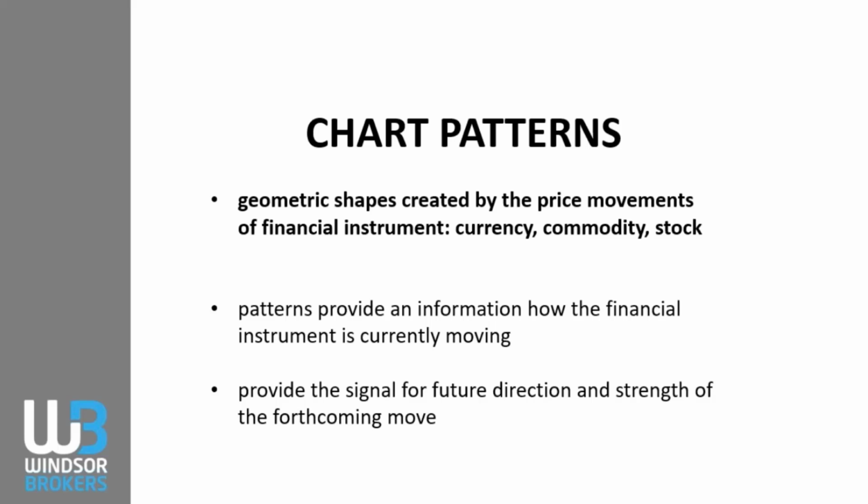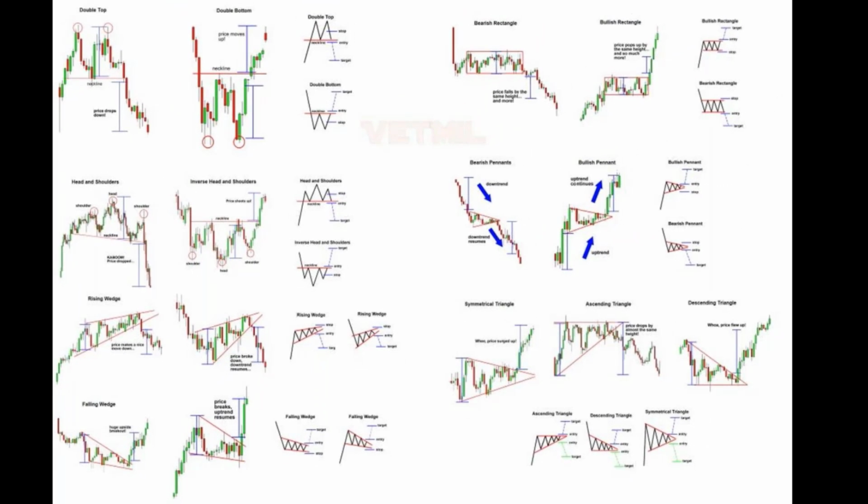So, as the definition says, they are geometric shapes created by price movements of a financial instrument, in this case either currency, commodity, or stock. The patterns provide information on how the financial instrument is currently moving, and of course signal the future direction and strength of the move that is going to come. Our picture shows various patterns, so we're going to go one by one to see which are the most important and how we can use them in order to analyze the market and correctly predict future movements of a given instrument.